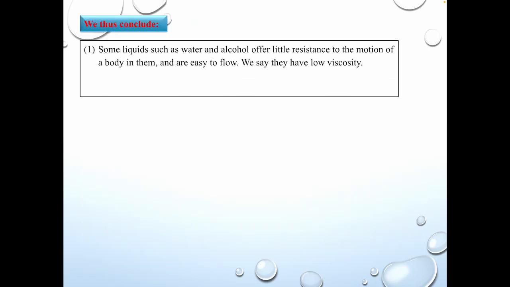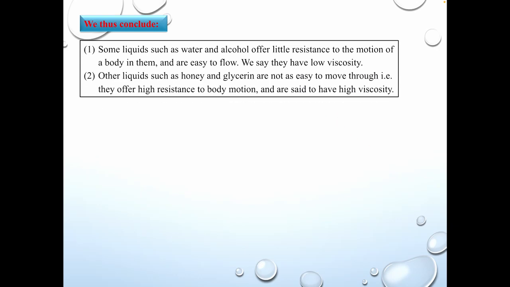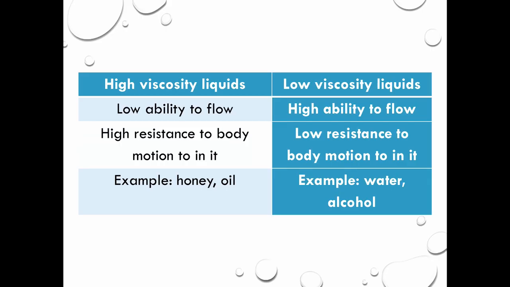We thus conclude that, one, some liquids such as water and alcohol offer little lateral resistance to the motion of a body in them and are easy to flow. We say they have low viscosity. Number two, other liquids such as honey and glycerin are not as easy to move through. They offer high resistance to body motion and are said to have high viscosity.